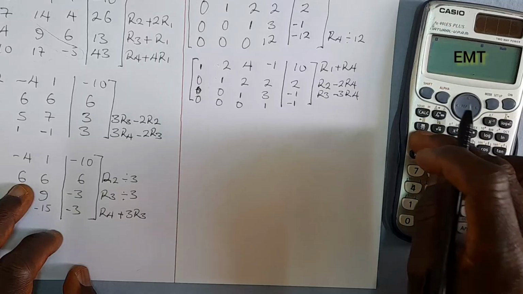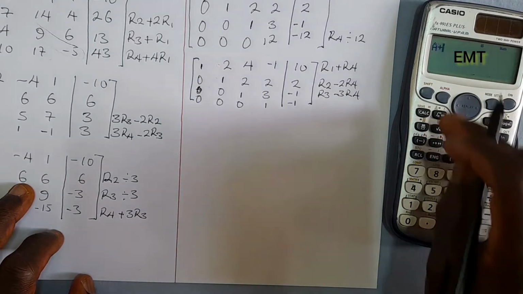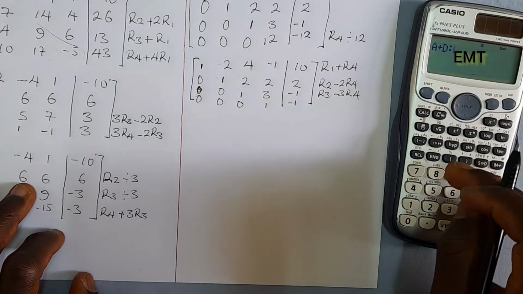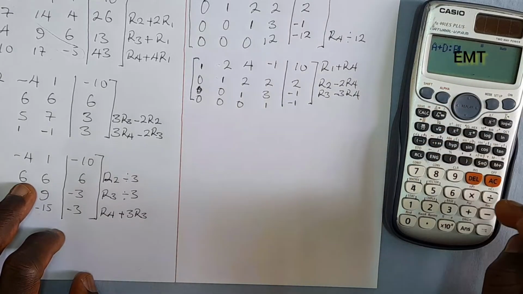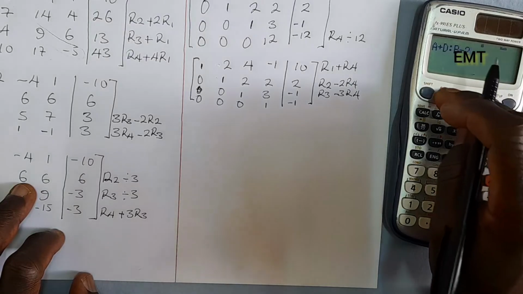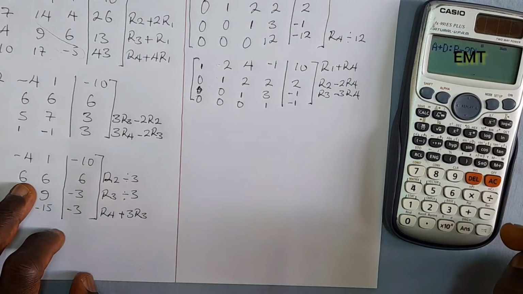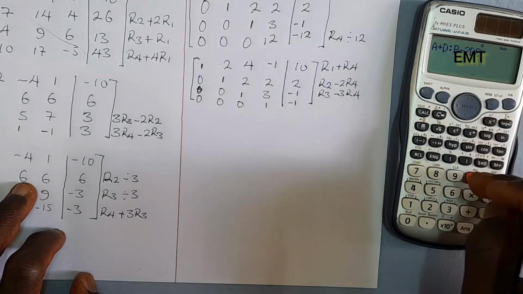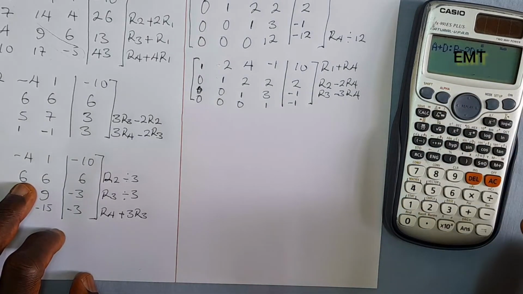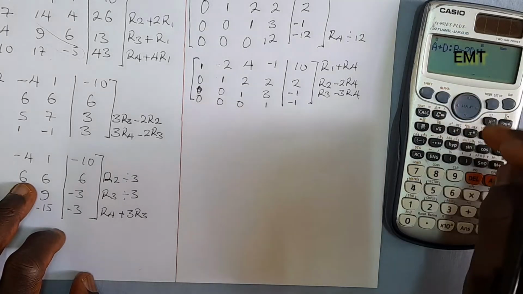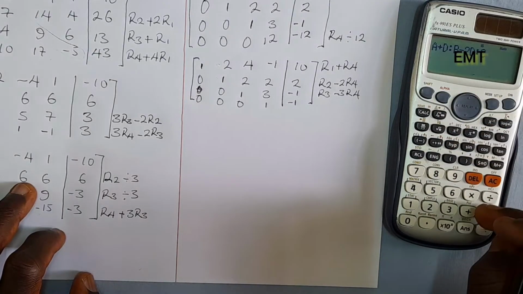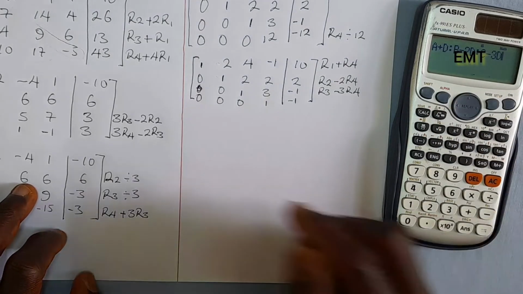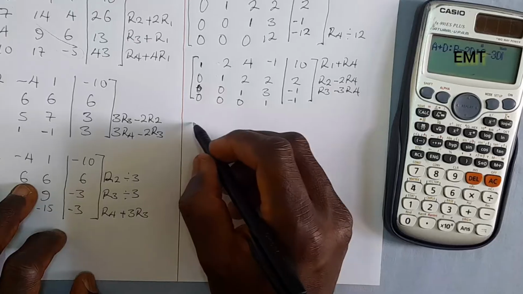So we have A plus D. We have B minus 2D. We have also C. Before then, let's end that process. So we take C minus 3D. Now we can write our matrix.